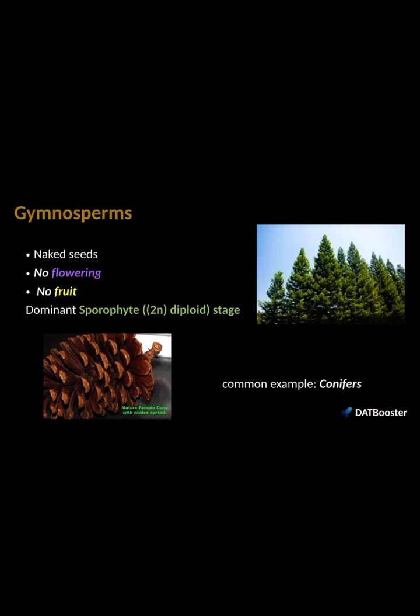Okay, so gymnosperms are seed-bearing tracheophytes. They have all those key characteristics that we've talked about so far, but they do not have fruit and they do not have flowers, and their seeds are naked, so their seeds are unprotected by fruit. A classic example of a gymnosperm is going to be a conifer.